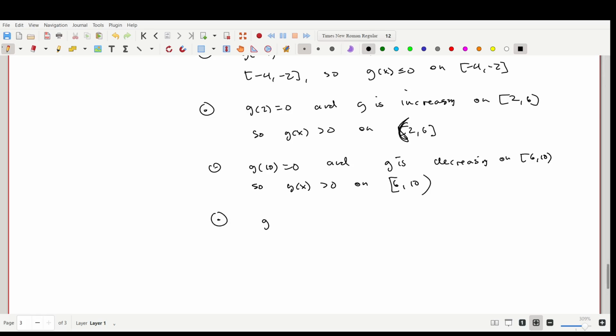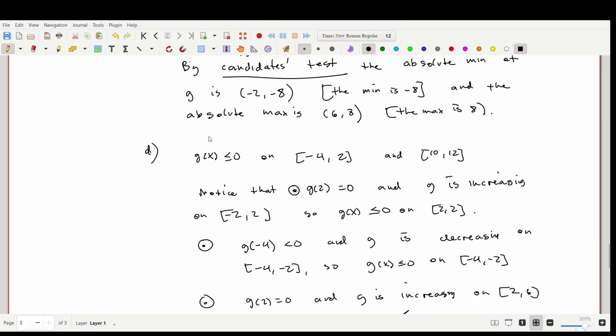And lastly, g of 10 is 0, and g is decreasing on 10 to 12. So g of x is negative, or non-positive, on 10 to 12. All right, and putting those all together gives you the initial thing.